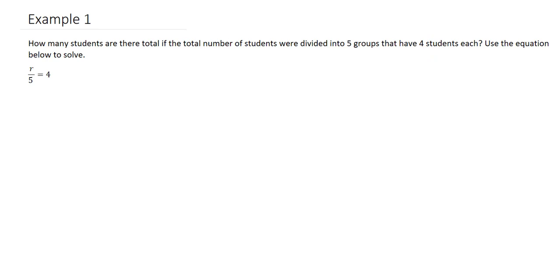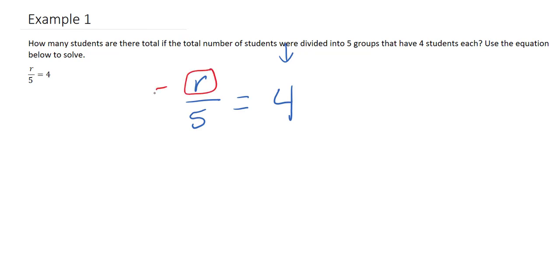Example 1: How many students are there total if the total number of students were divided into 5 groups that have 4 students each? We're going to use the equation below and solve for R. They were divided into 5 groups, and that ended up to be 4 students each. In order to solve this, we need to get rid of this 5 on the left-hand side to get R by itself. So that's the whole goal.